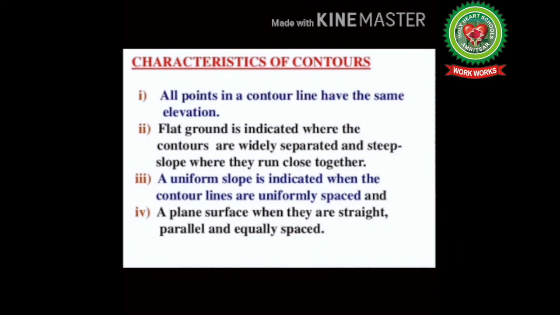So, there are some characteristics of contours also. Number one, all points in a contour line have the same elevation. Second, flat ground is indicated where the contours are widely separated and steep slopes where they run close together. A uniform slope is indicated when the contour lines are uniformly spaced, and a plane surface when they are straight, parallel and equally spaced.